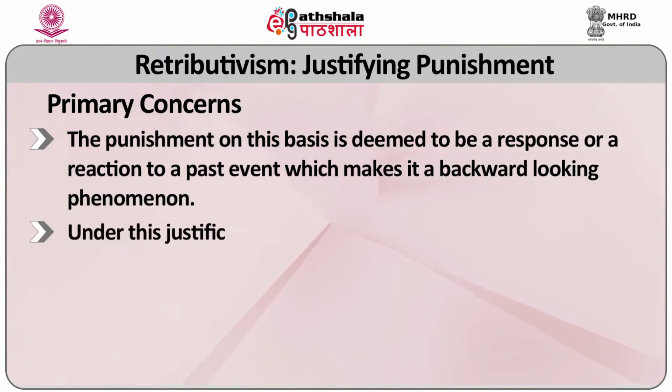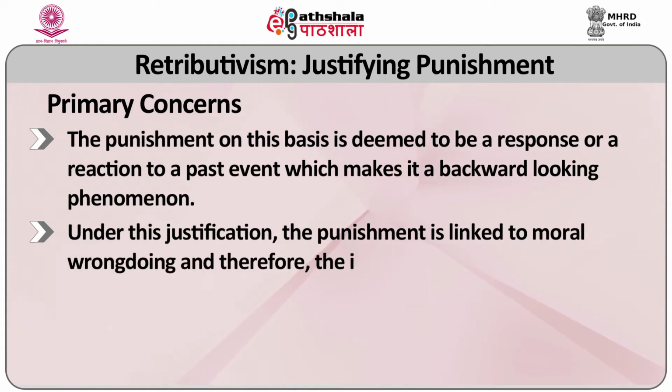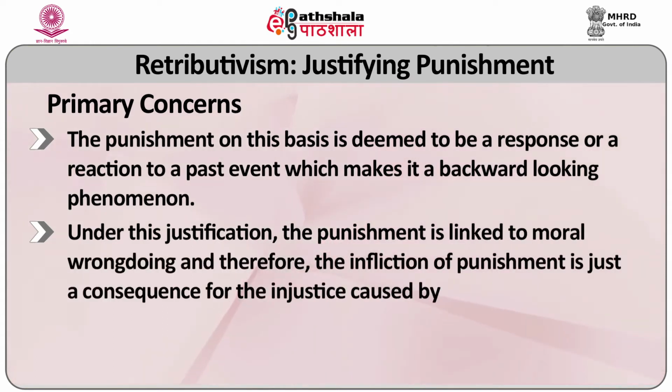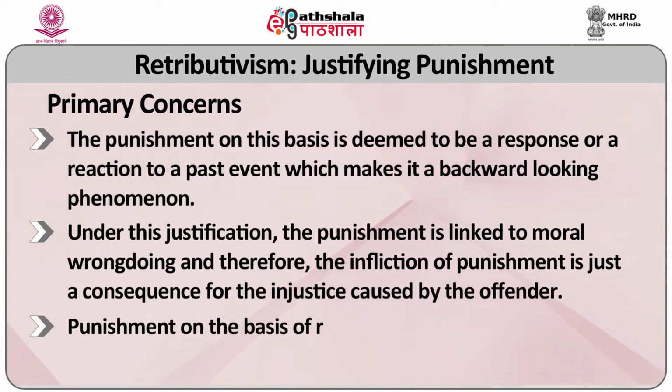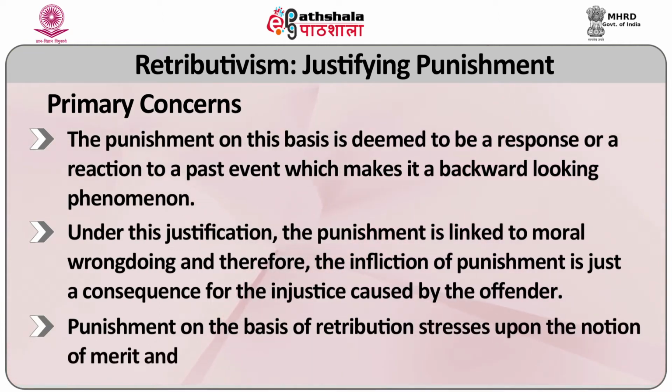Secondly, under the justification, the punishment is linked to moral wrongdoing, and therefore the infliction of punishment is just a consequence for the injustice caused by the offender. And thirdly, punishment on the basis of retribution stresses upon the notion of merit and desert. Further, the principle of just desert in itself is not clear in the very first place, because it does not define what should decide the seriousness of the offence and the proportionality of the punishment.